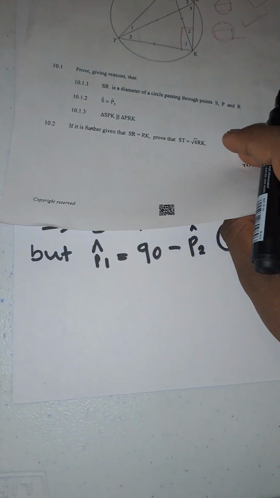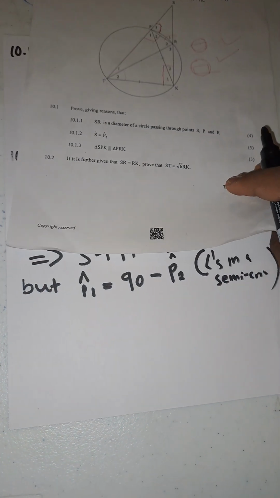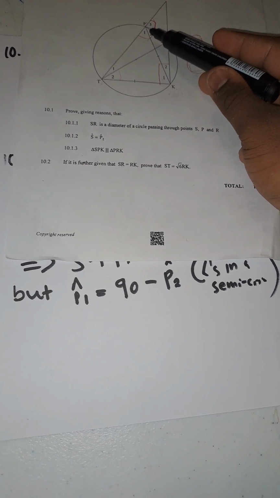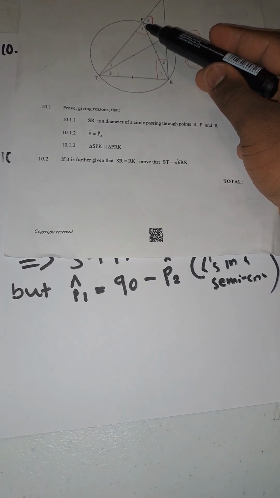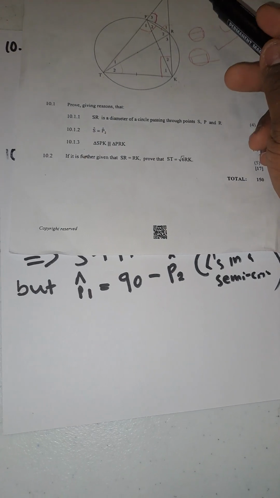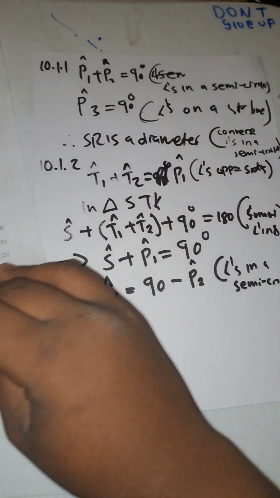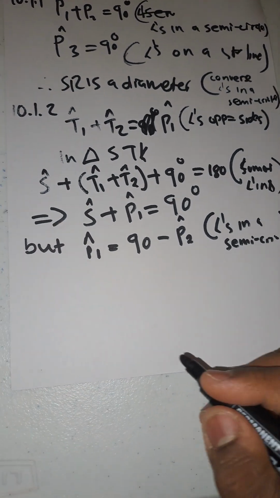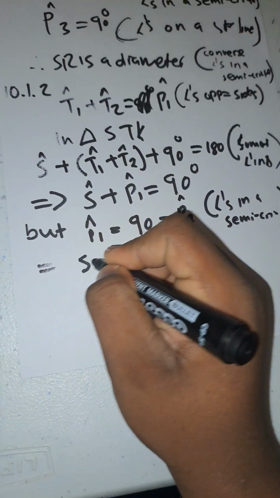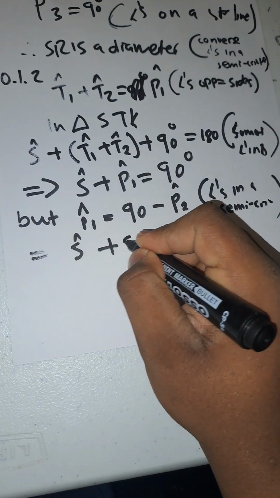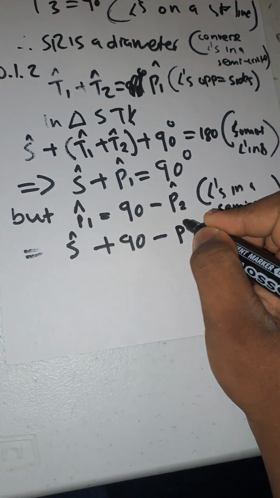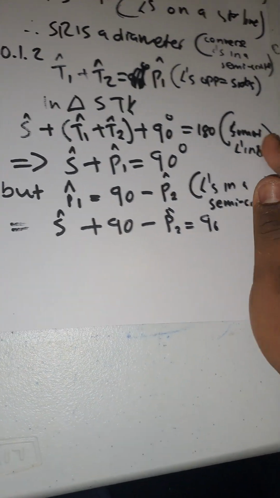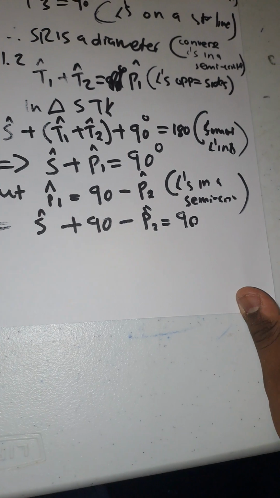So now check what I just said. But what? Angle P1, which is this one, right? It is equal to 90 minus P2. Same thing about the diameter there. And then we're going to continue by saying what? It means angle S plus 90 minus P2 is equal to 90. Then I'm going to sort out the maths. You're just sorting out this thing.